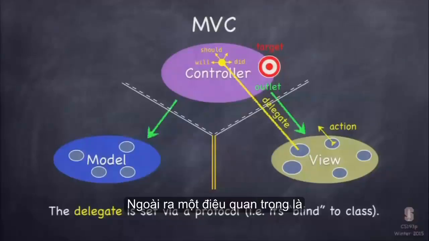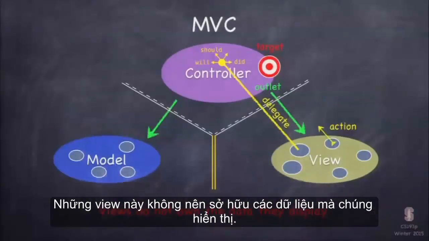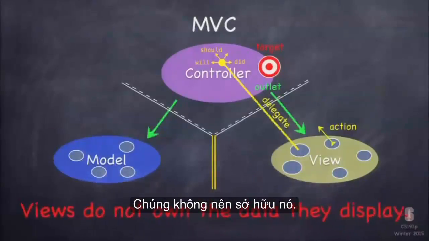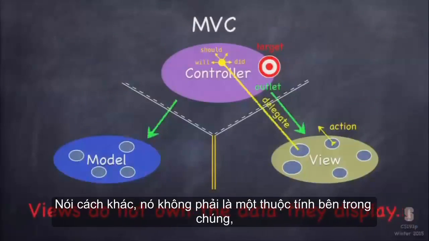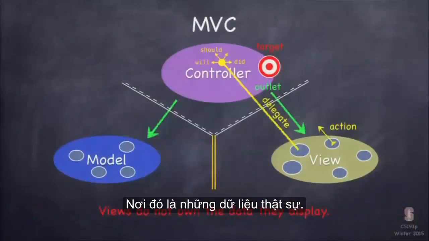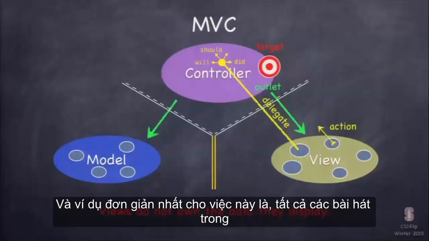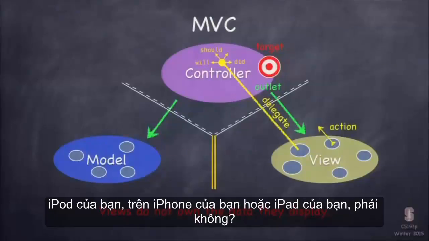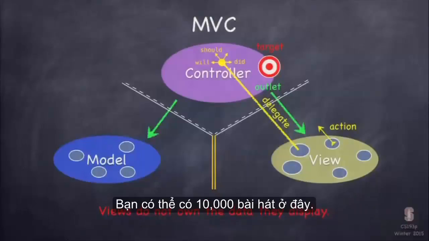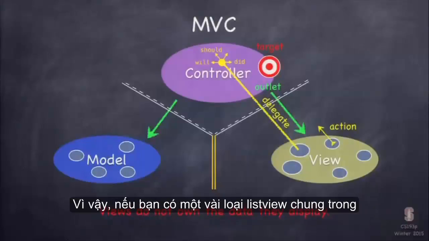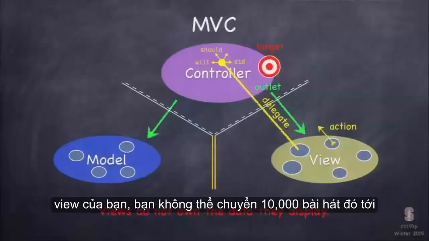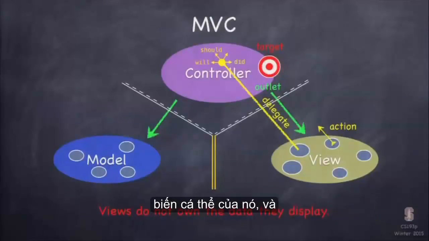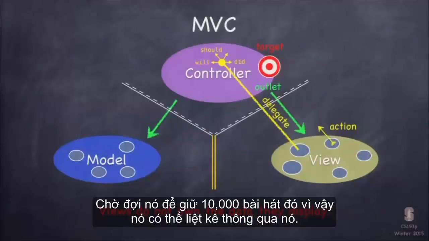Also, another important thing is that views should not own the data that they're displaying. In other words, it shouldn't be a property inside of them where that's the truth of that data. The easiest example for this is all the songs in your iPod on your iPhone or your iPad. You might have 10,000 songs in there. So if you have some kind of generic list view, you can't transfer all 10,000 songs to its instance variables and expect it to hold 10,000 songs so it can list through it.